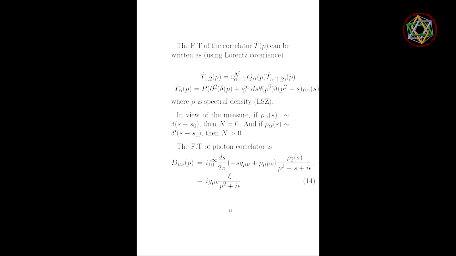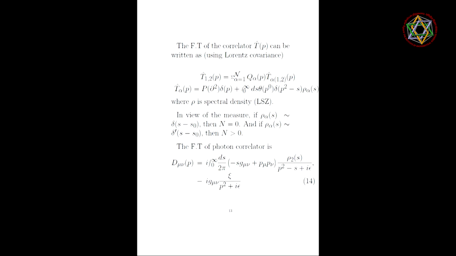So the Fourier transform of the correlator can be written, using Lorentz covariance, as a sum over alpha from 1 to n of q alpha of p times T alpha hat of p, where this object is P of delta squared acting upon delta of p plus the integral ds theta of p naught to make energy positive, delta function rho alpha of s, where rho alpha of s is your standard Lehmann-Symanzik-Zimmermann spectral density. In view of the measure, if rho alpha of s goes like a delta function, then n is 0, and if rho alpha of s goes like a derivative of a delta function, then n is greater than 0. Now that is the general result.